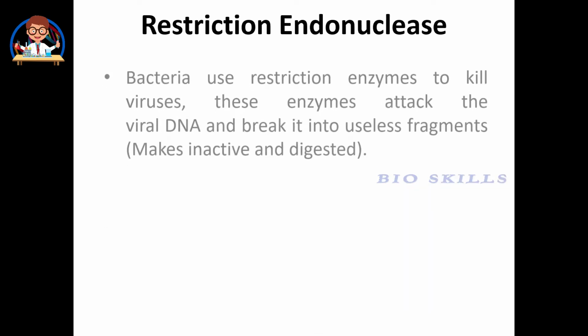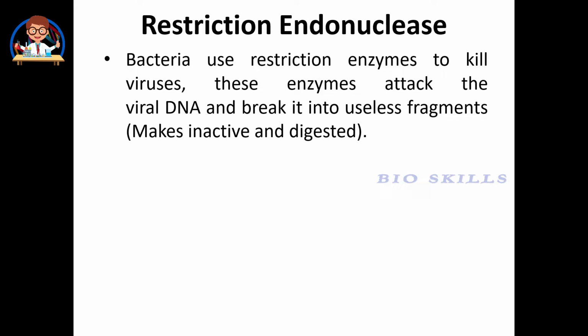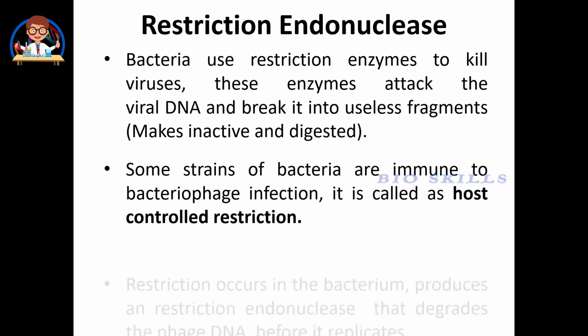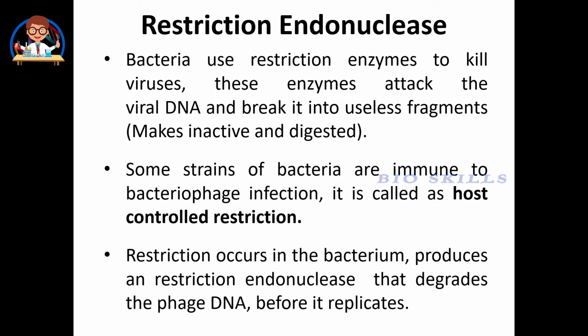Restriction endonuclease. Bacteria use restriction enzymes to kill viruses. These enzymes attack the viral DNA and break it into useless fragments. These fragments become inactive. Sometimes it is digested. Some strains of bacteria are immune to bacteriophage infection. It is called host-controlled restriction. Restriction occurs in the bacterium, which produces a restriction endonuclease that degrades the phage DNA before it replicates.